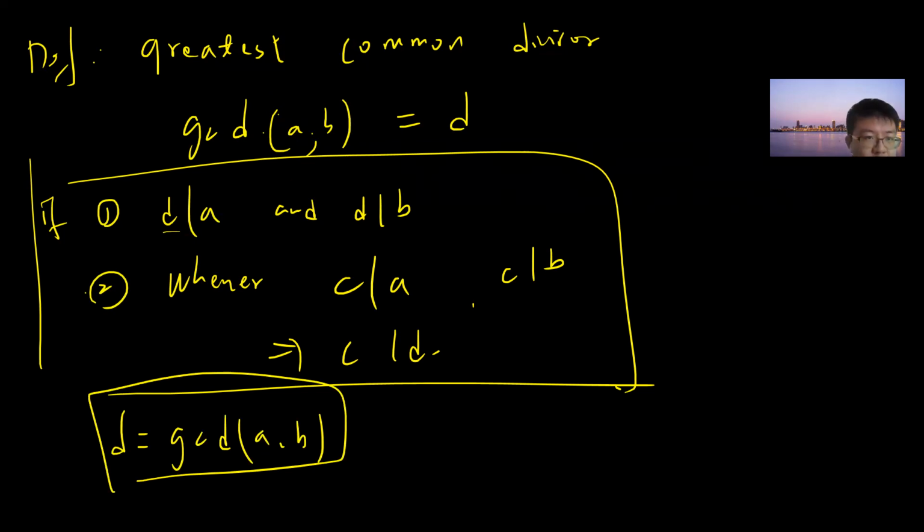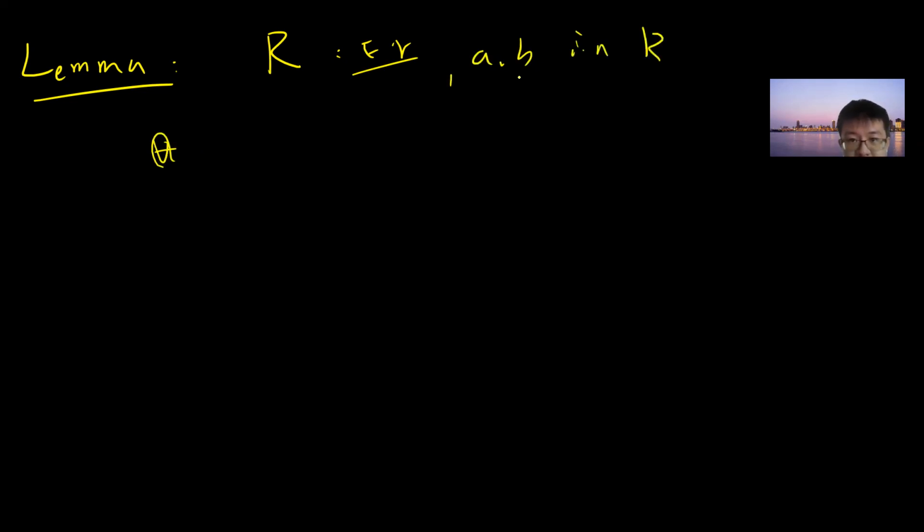Okay, so given some lemma, this is somehow a generalization of number theory. So if you have a Euclidean ring, then give me A, B in R, and this is the GCD.